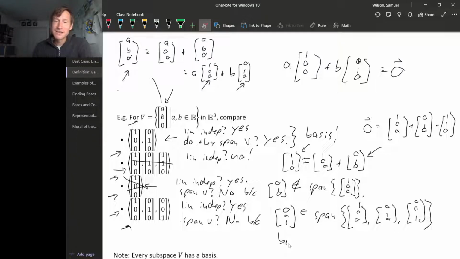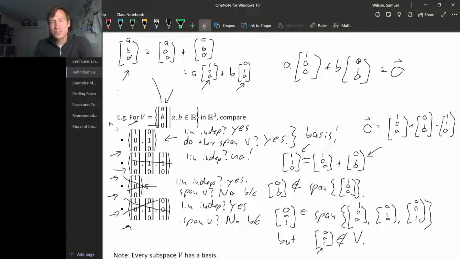But this vector (0, 0, 1) is not in V, clearly. Every vector in V has a 0 in its third entry, so this vector doesn't have a 0 in its third entry, and it can't be in V. So this isn't a basis for V either, because again, it's linearly independent, so it spans something, but it doesn't span V. It's sort of too big.